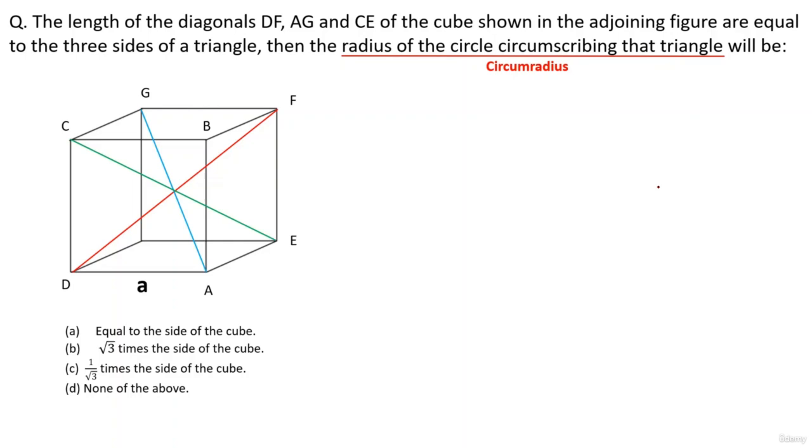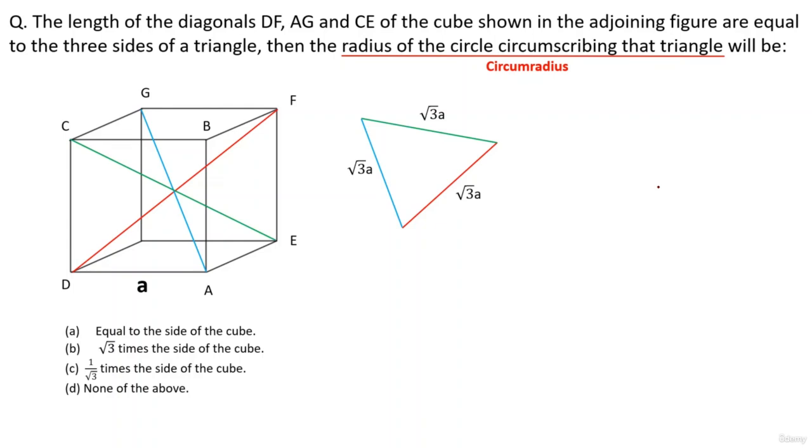Okay. So what will its body diagonals be? DF, CE, and AG. The body diagonals will be nothing but root 3A, right? So guys, what I'm doing is I'm forming a triangle, and the triangle has sides equal to root 3A each. Okay, that means an equilateral triangle is being formed having the length of its side as root 3 times A, where A is the edge length of the cube, right?